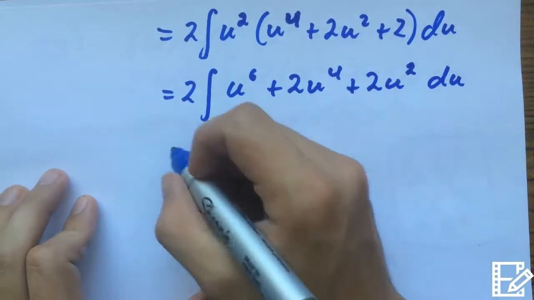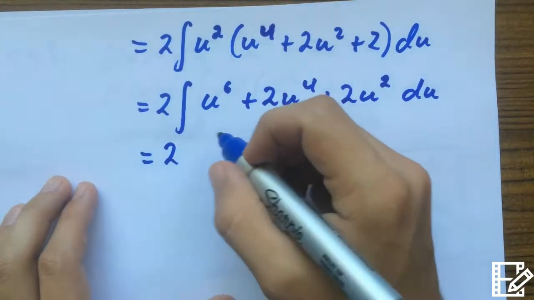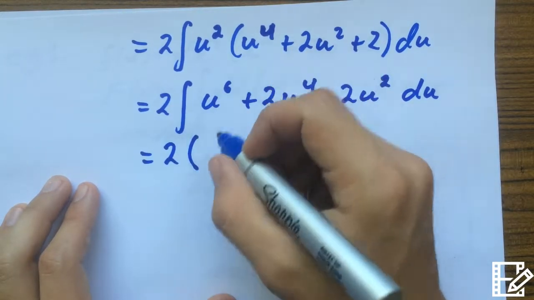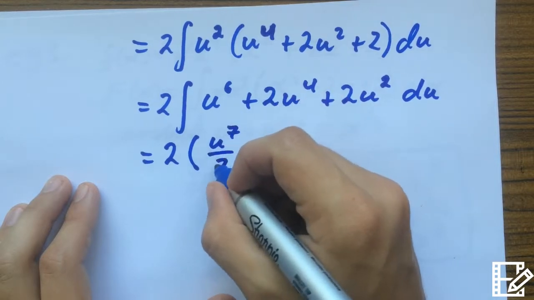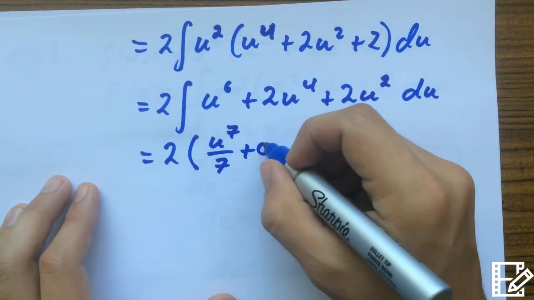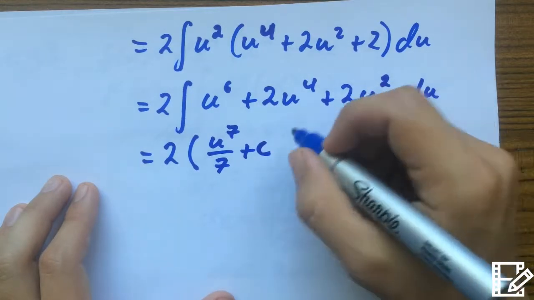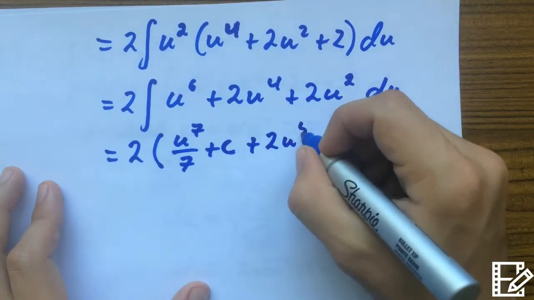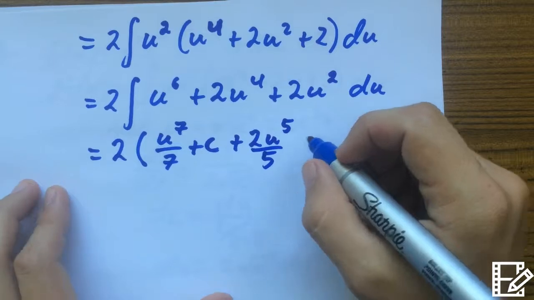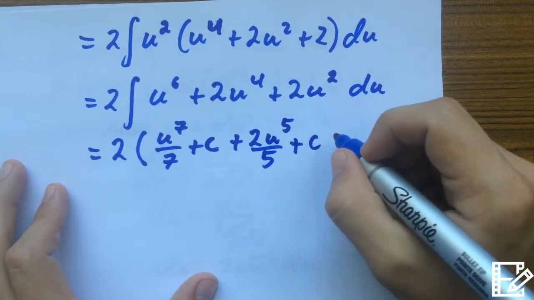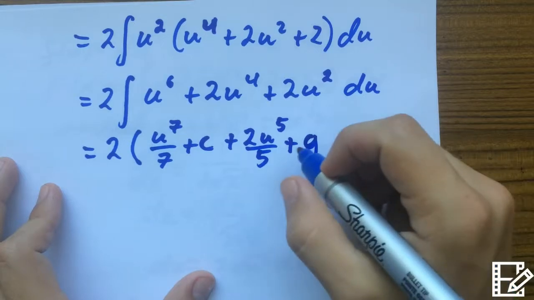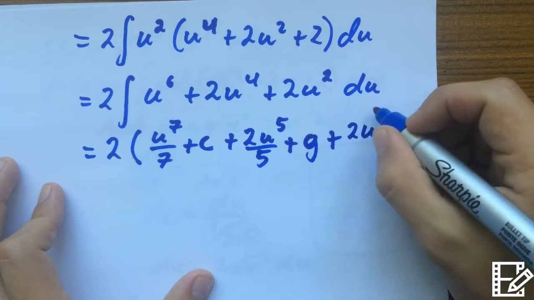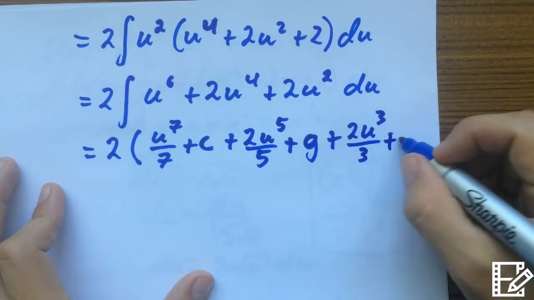Now we're going to find the integral of each one. So that's going to be u to the power of 6. It's going to be add 1 to the power, which will make it 7, and divide by the new power, and then plus c. And then we're going to have plus 2. We're going to add 1 to the power, so it'll be to the power of 5, and divide by the new power. Then plus c. Alright, we'll make it g, plus g. And then plus, the same for this, add 1 to the power, it'll be 2u to the power of 3, divided by 3, and I'm going to have plus h.